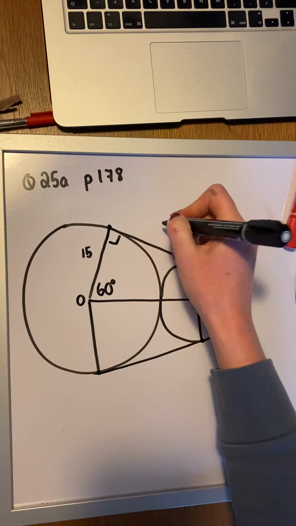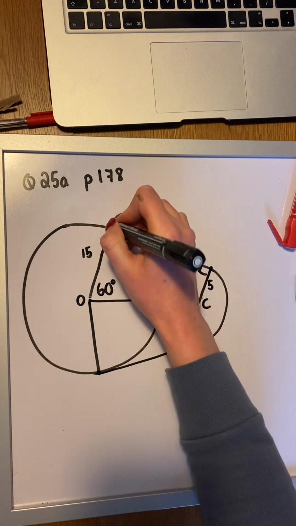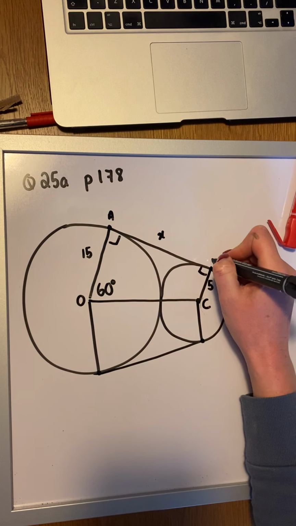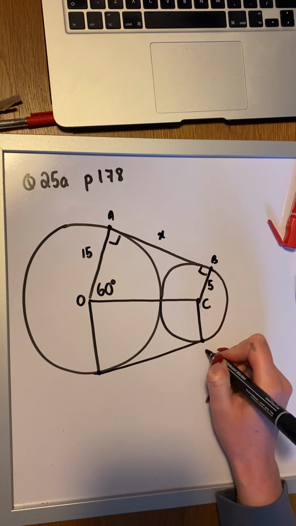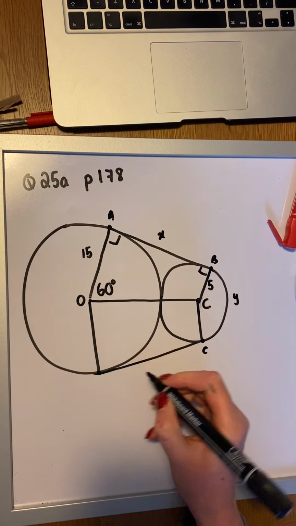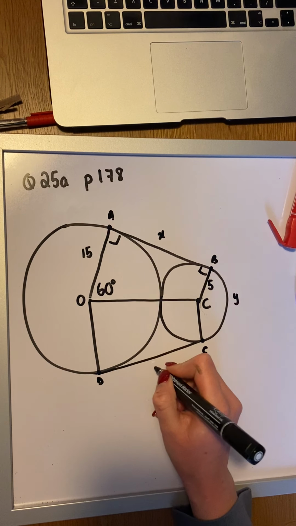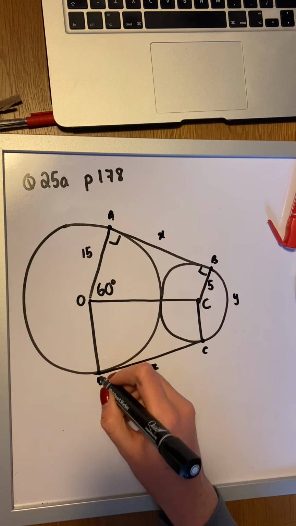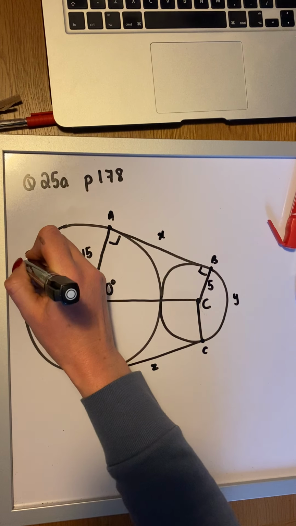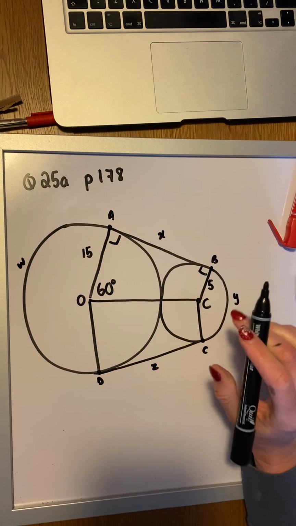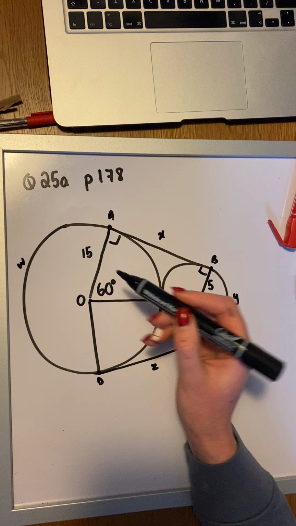different sections. So let's look at X from A to B. The arc from B to C is going to be Y, from C to D, Z, and from D to A, we'll look at that as section W. So let's concentrate on the arcs first of all.